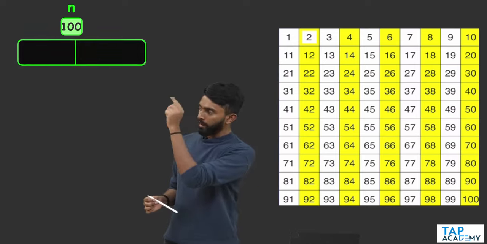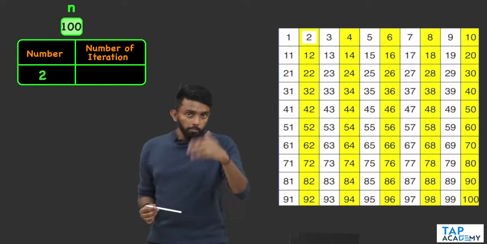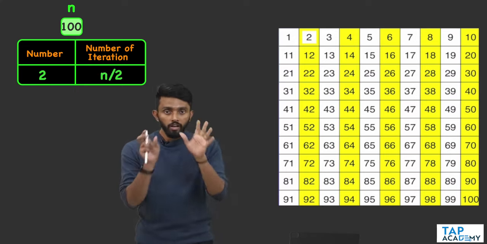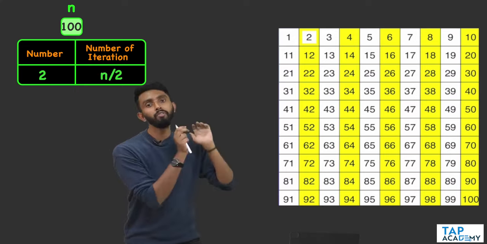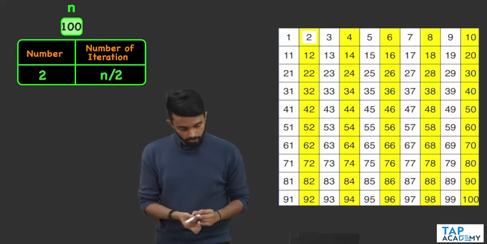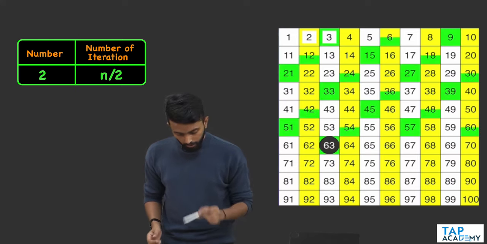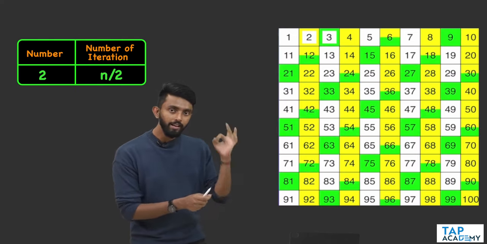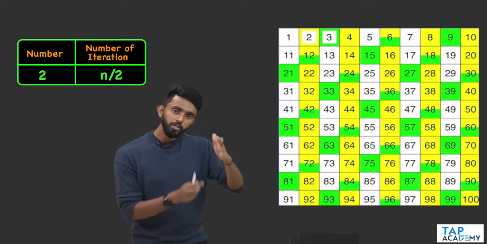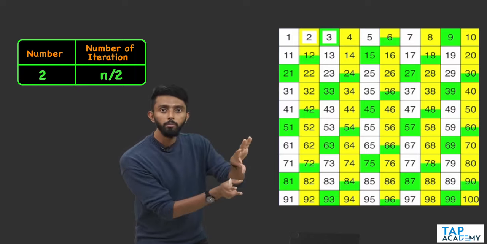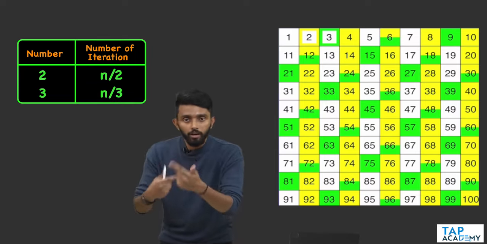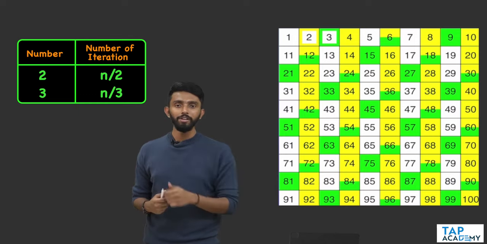Which means, for multiples of 2, don't you think the number of iterations I would require is n by 2? If n is 100, 50 iterations to find the 50 multiples of 2, n by 2, right? The next unmarked number is 3. If you look at all the multiples of 3, there are exactly 33 multiples of 3, which means, don't you think it's one third the number of elements? So for multiples of 3, can I say n by 3 number of iterations is required, n by 3.